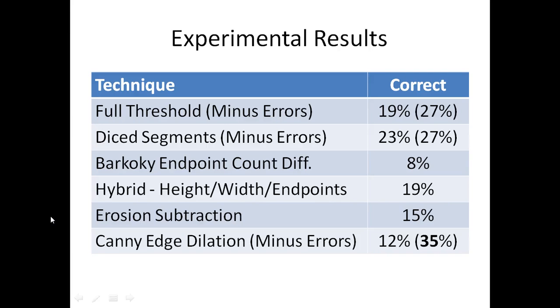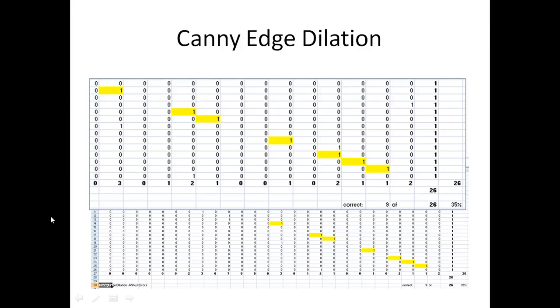Nothing fancy there. The experimental results showed that the full threshold method was not bad, and it was really simple. We were able to get 19 to 27% on that. Canny edge dilation had a little more variability, but we got 12 to 35% on that method, so I'm calling that my number one technique. Diced segments didn't do too badly either compared to the other ones, but none of these numbers are high enough to be satisfactory as a gesture recognition software package. We need more like 90% or 95%, not 35%.